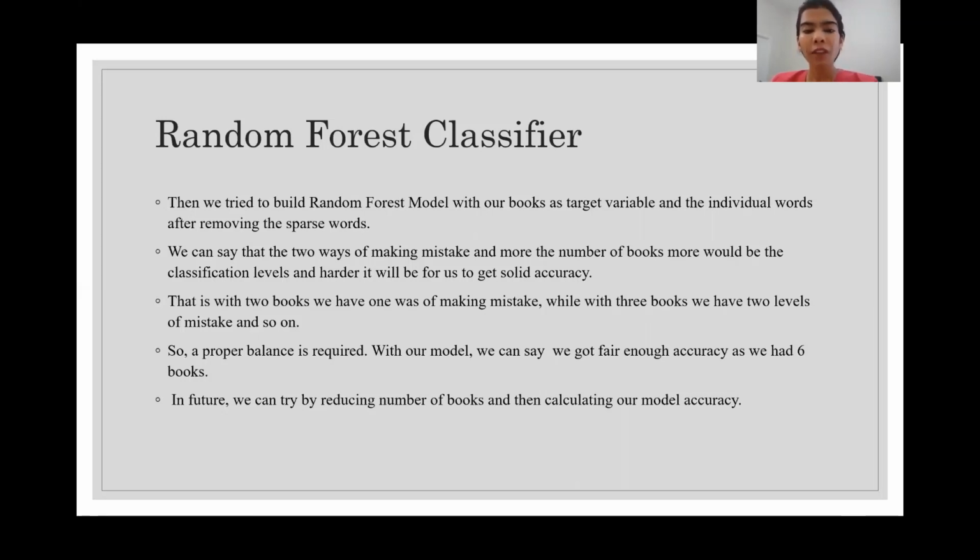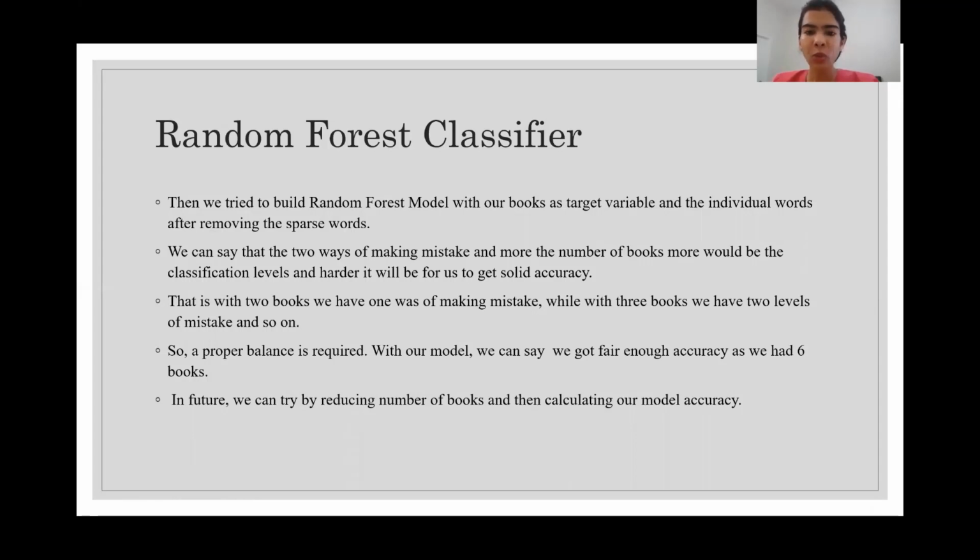If we have more books, there would be more association levels, or to be very precise, more classification levels. And if there are more classification levels, there would be more chances of error in our project. Suppose, for example, we have two books with us. Then there would exist only one level of error. But if we have three books, there exist two levels where we could be prone to error. Likewise, as the number of books increases, we will be more prone to error in our model.